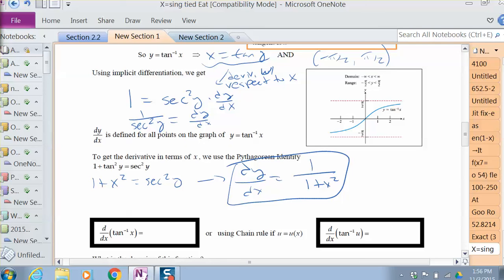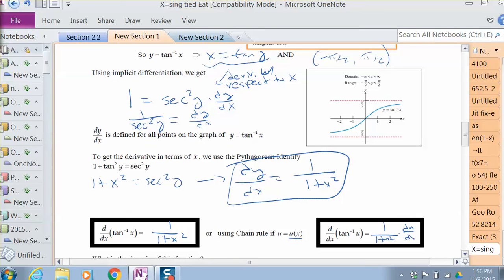And if we had some function u in terms of x, so you have inverse tan of u, where u could be some other function besides plain old x, you can write it as 1 over 1 plus u squared times du over dx.